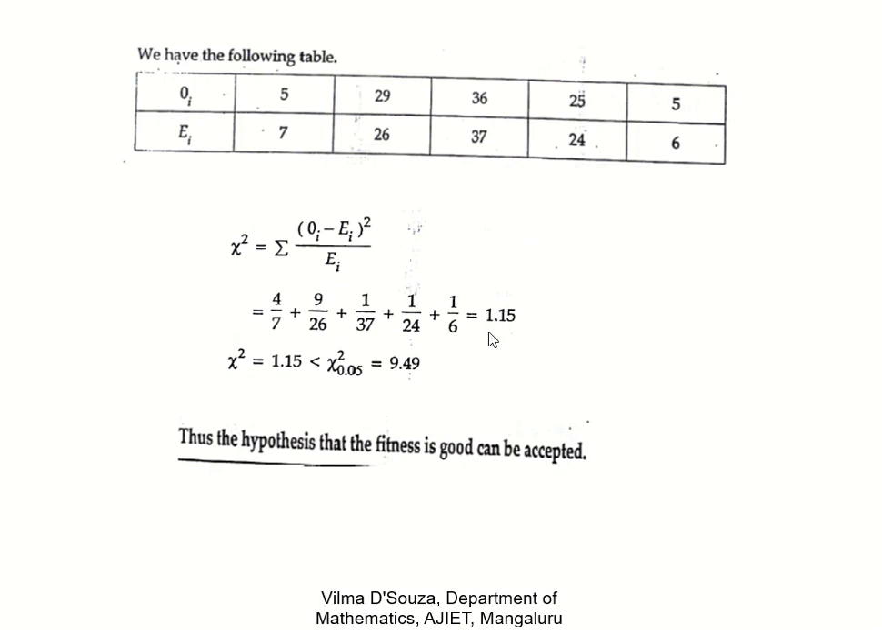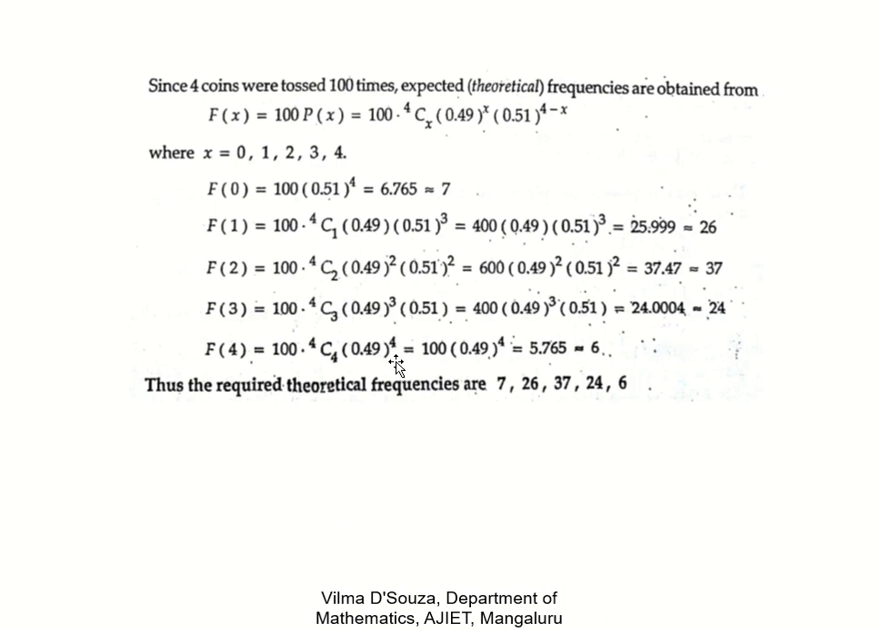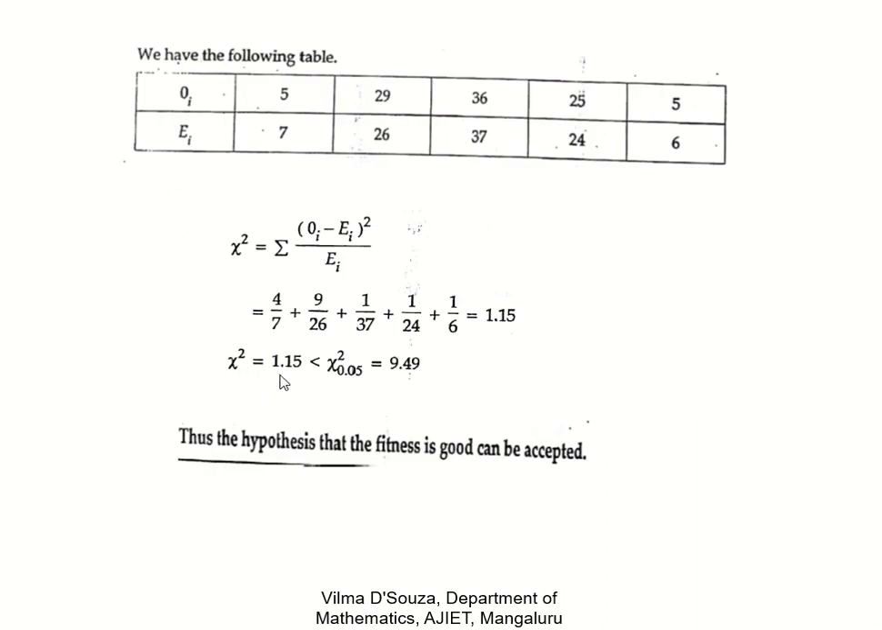Calculate all this, you will get it as 1.15. Now, the calculated value of chi square is 1.15. Is it given in the problem? Check. The given value of chi square is 9.49 at 4 degrees of freedom. You have 5 values, so 4 degrees of freedom. Chi square is 9.49. So the calculated value of chi square is less than the tabular value of chi square.